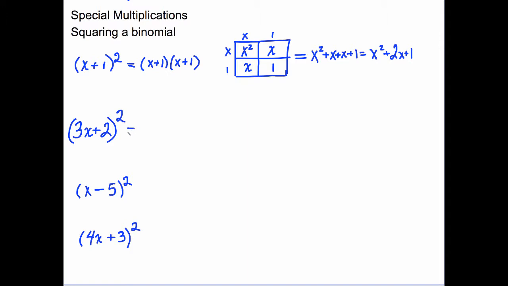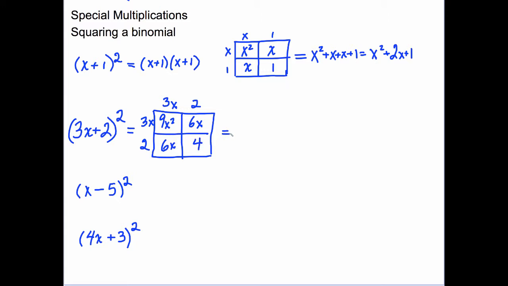Let's take a look at 3x plus 2 squared. We're going to set this up using expansion boxes. And this will be 3x plus 2 and 3x plus 2. This will be 9x squared. 3x times 2 is 6x. 3x times 2 is 6x. And 2 times 2 is 4. So this will be 9x squared plus 6x plus 6x is 12x, and 2 times 2 is 4.